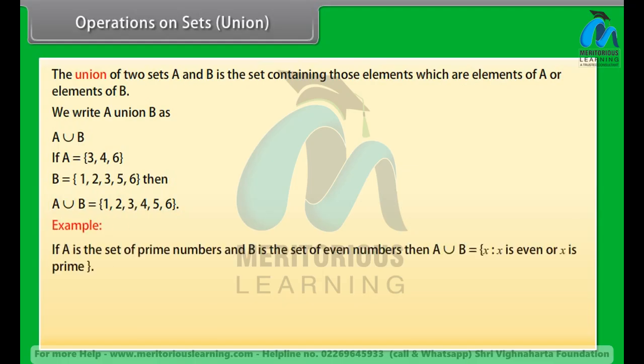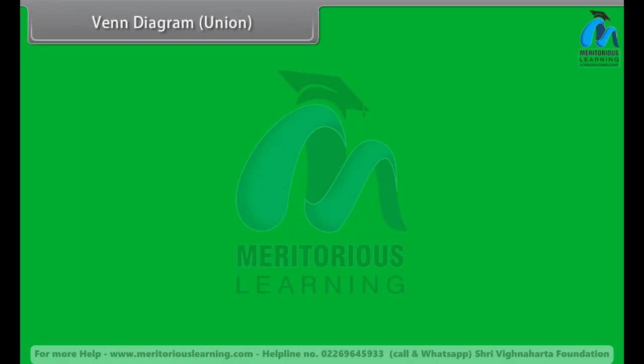Example: if A is the set of prime numbers and B is the set of even numbers, then A union B is equal to {x such that x is even or x is prime}. If A is equal to {x such that x is greater than 5} and B is equal to {x such that x is less than 3}, then A union B is equal to {x such that x is less than 3 or x is greater than 5}. Venn diagram.